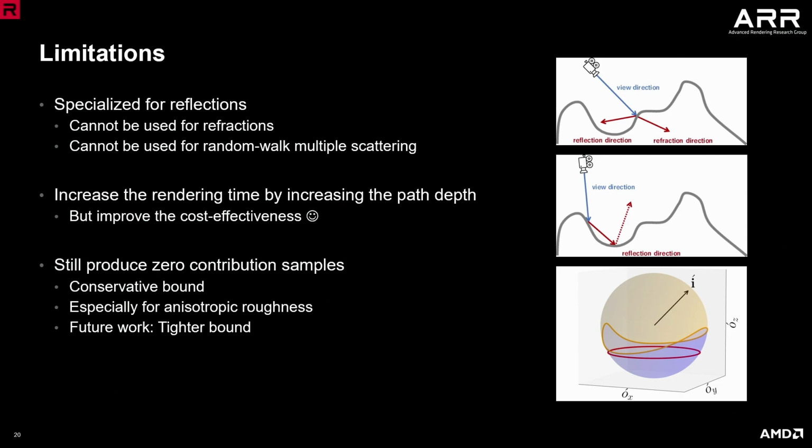Second, our method increases the rendering time by increasing the ray's path depth. But our method improves the cost effectiveness of the sampling. Third, our method still can produce zero contribution samples. This is because we are using the conservative bound for the sampling. In future work, we would like to completely remove zero contribution samples by sampling only from the yellow area as shown in the right figure.